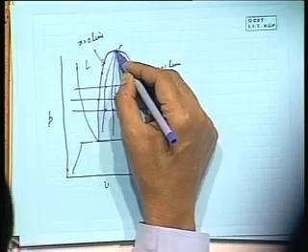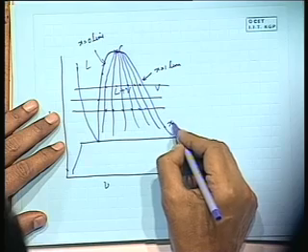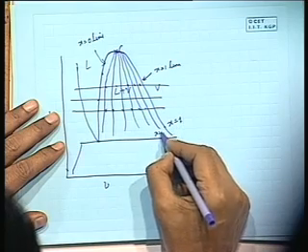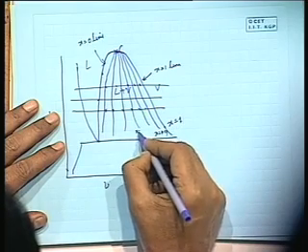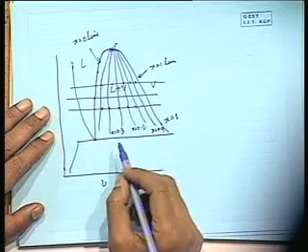They all meet at the critical point. This is x equal to 1. Let this be x equal to 0.9, then x equal to 0.6, x equal to 0.3, and finally x equal to 0.